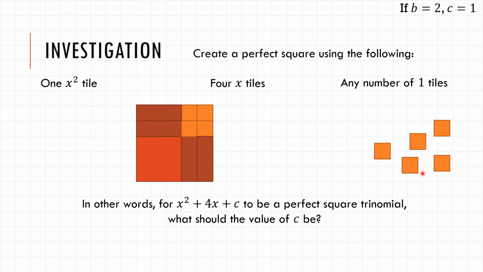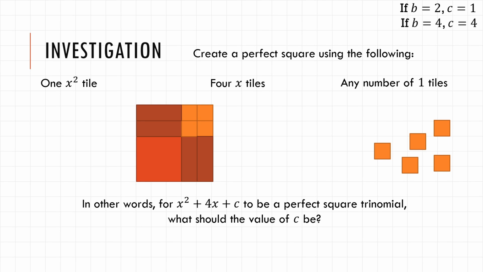Just like so. And so you can see very clearly here that I had to take my x tiles and break them up into 2 groups, one increasing the length and one increasing the width. And each one of them increased the length and width by exactly 2 units. So the area that I was left with having to fill in had an area of 2 times 2, or 4. And so if b is 4, it looks like the value of c also has to be 4 to create a perfect square trinomial.